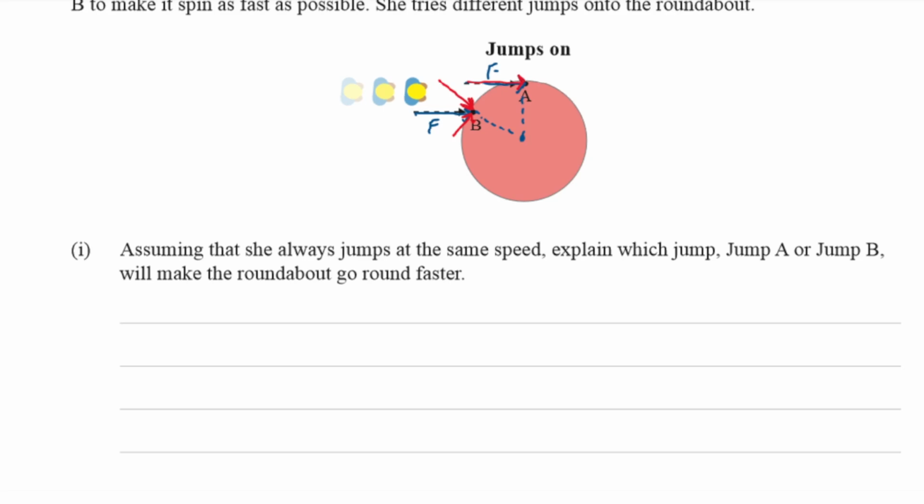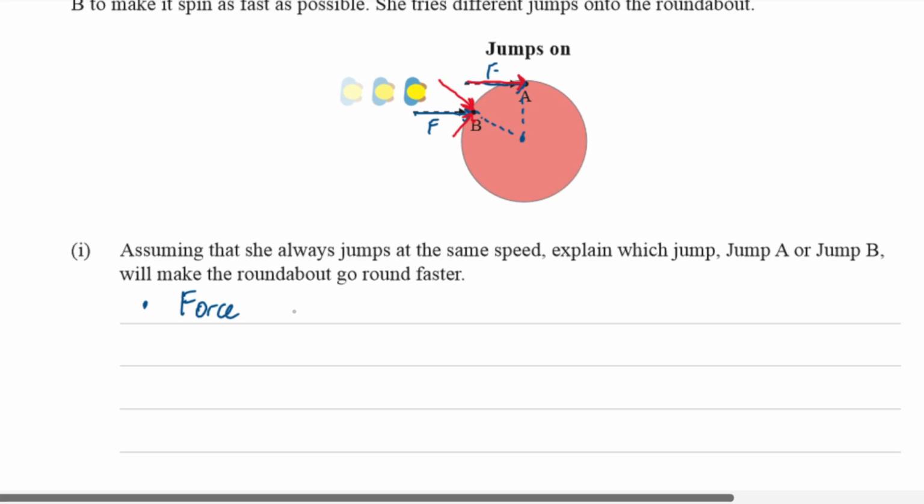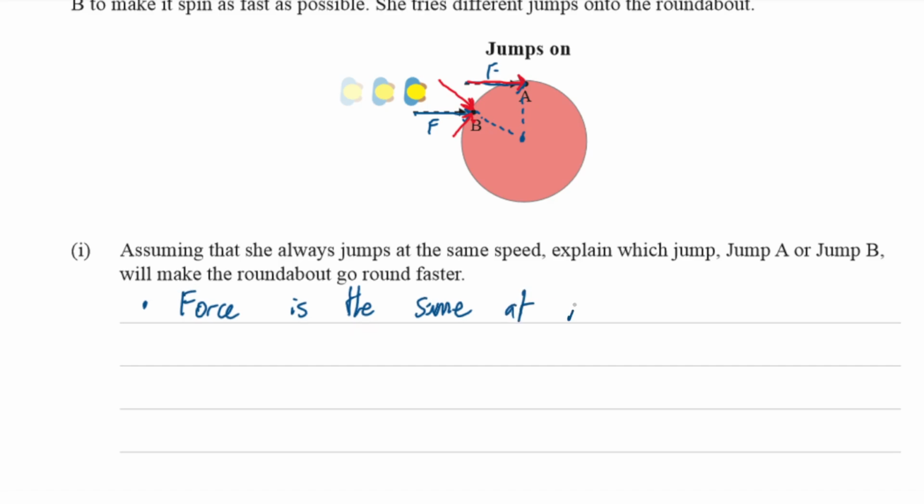So let's put that into some bullet points. We could say the force is the same at A or B, right? Because she has the same speed, the same mass, and assuming the collision lasts the same time, by impulse the force exerted is the same. What else is the same is the radius, right? Notice they're both at the edge of the circle.